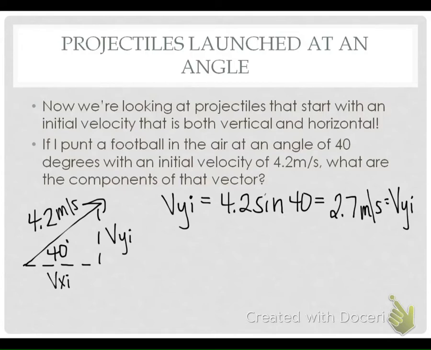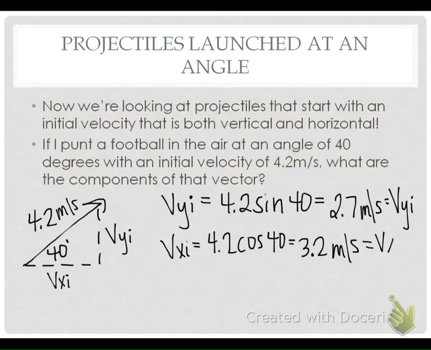Okay, so let's solve for v sub x I now. 4.2 times cosine of 40. Meters per second. And if we added that to our list, we would call it v sub x I.